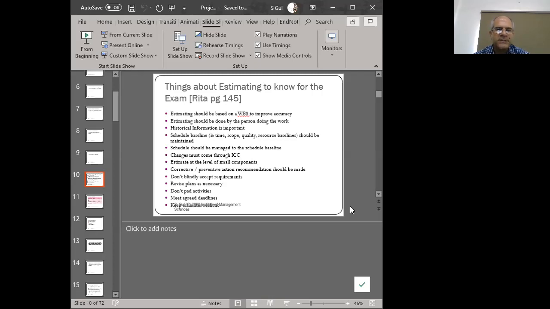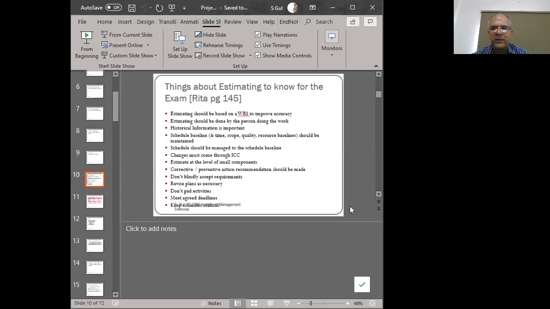Rather, what we need to do is implement something called the ICC. The idea is that we've got a change control system, an integrated change control mechanism, ICC, integrated change control. So that means that there must be some sort of a board, some sort of a group. And whenever a change comes, changes, if you remember, would be of two types. There could be change requests, or there could be change orders.